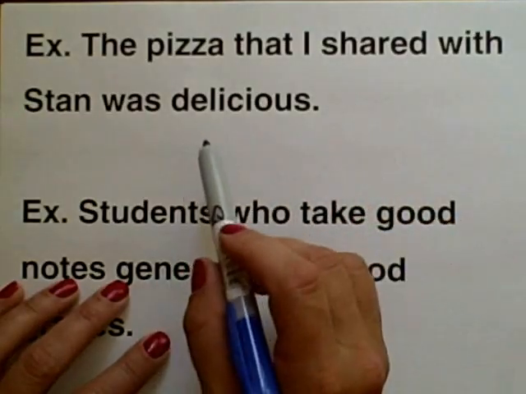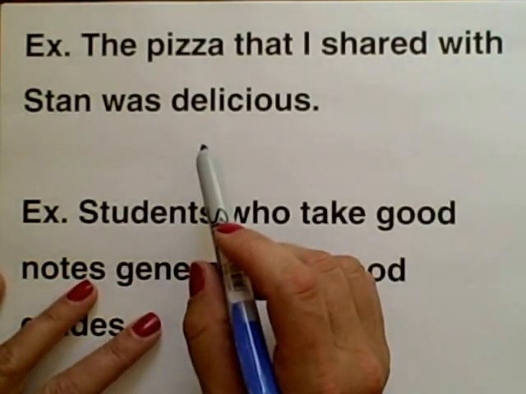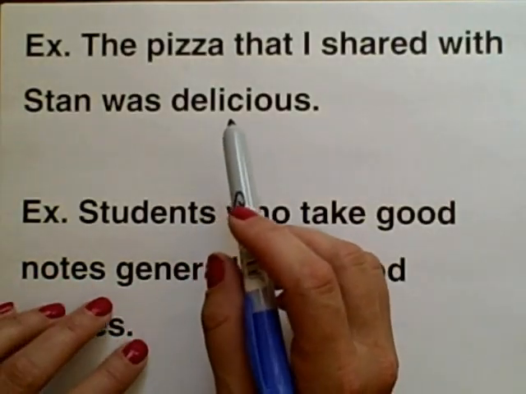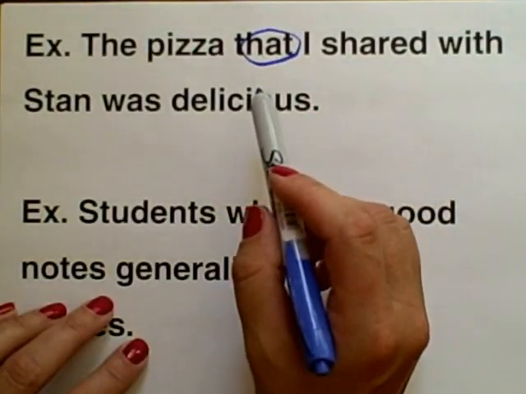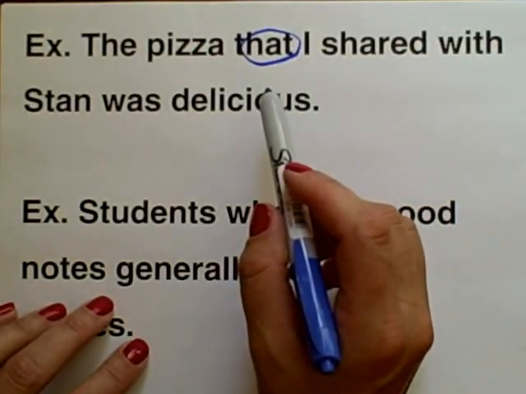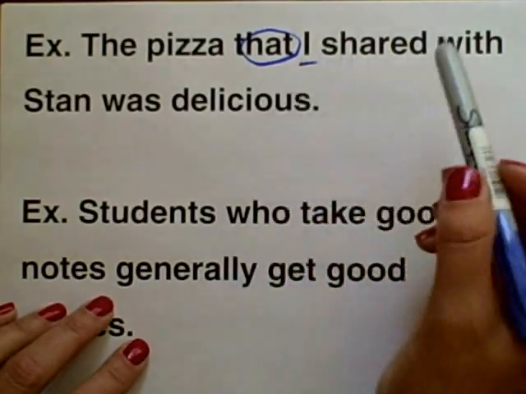The pizza that I shared with Stan was delicious. First of all, look for that trigger word. In this sentence, it's one of your 5 relative pronouns, that. Then, find the rest of the clause by looking for a subject and a verb. So we have I and shared.